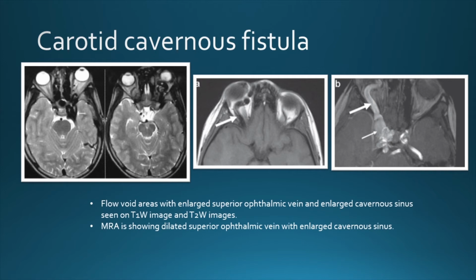In carotid cavernous fistulas, there is enlargement of the cavernous sinus with the superior ophthalmic vein, seen as flow void areas in T2 as well as T1 weighted image. On MRA, we'll see a hyperintense enlarged superior ophthalmic vein with enlarged cavernous sinus. What does that hyperintense superior ophthalmic vein indicate on MR angiogram?